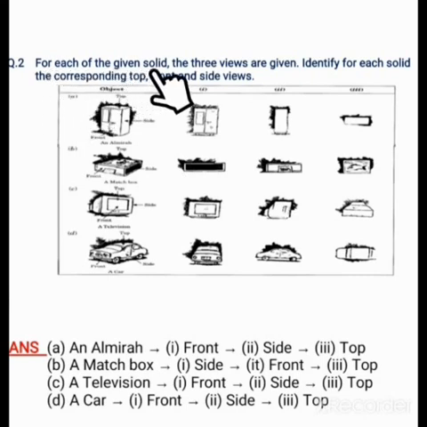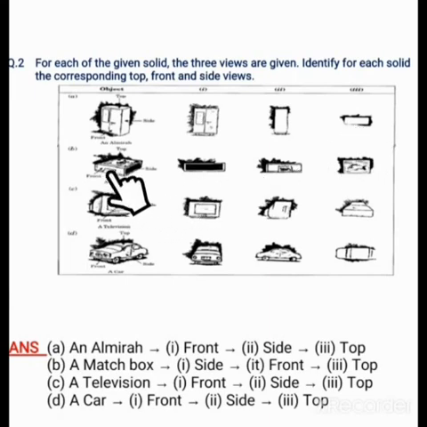For each of the given solids, the three views are given. Identify for each solid the corresponding top, front and side view. Now first figure is an almirah. Here the given views are front, side and top. Now which one is this picture? This is the front view. This one is the side view, and this one is the top view.